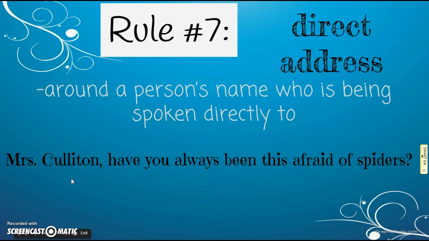Mrs. Culleton, have you always been this afraid of spiders? If somebody were talking directly to me, they could introduce me with my name so I know who they're speaking to. If there were several people around, they would directly address me. So when we talk to a person, again, we could take that out and we could just say, have you always been this afraid of spiders? But if there was a group of people there, I wouldn't know who was being spoken to. So here's my name, here's my comma, I need a proof. Why do I put a comma there? Because it's a direct address.